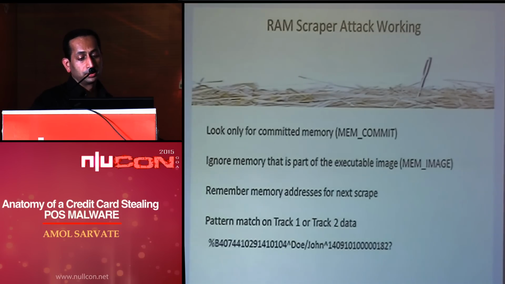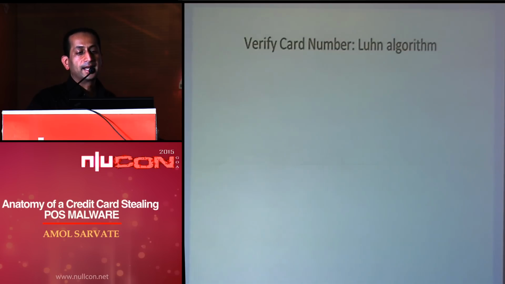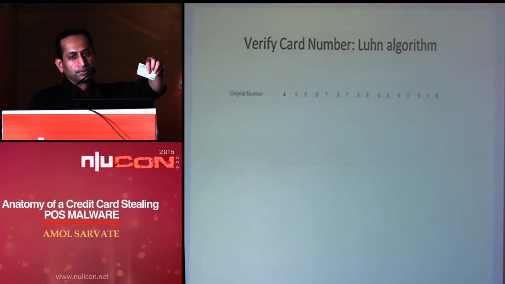What most malware does, and definitely my example malware also does it, after it gets the credit card number, it also tries to validate if that is a valid credit card number. That is done by the Luhn algorithm. Again, this is no secret. If you just Google for the Luhn algorithm, you will find that. So what the Luhn algorithm says is that when you have any 19-digit number which looks like this, it's a credit card number. How do you know this is a valid credit card number?